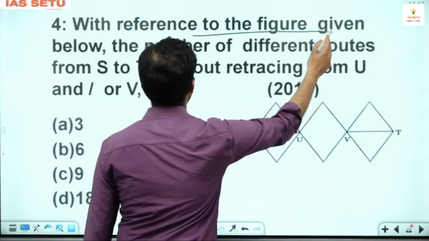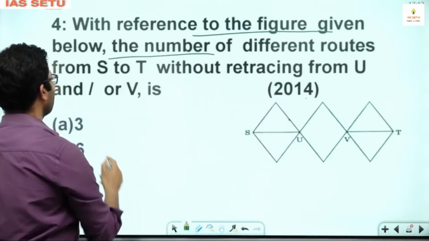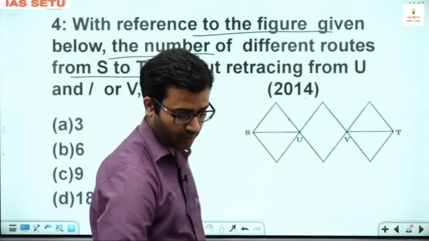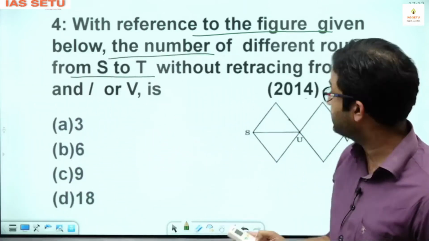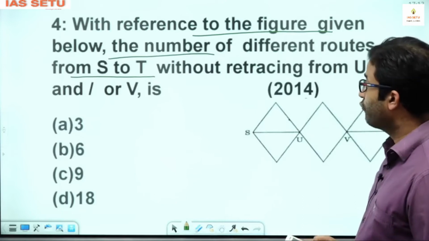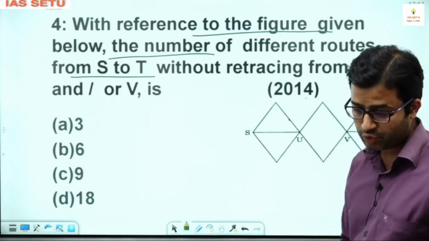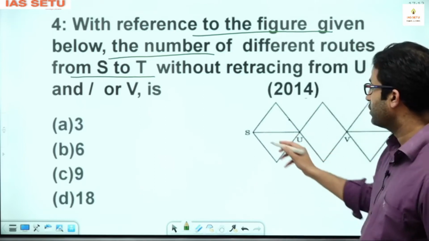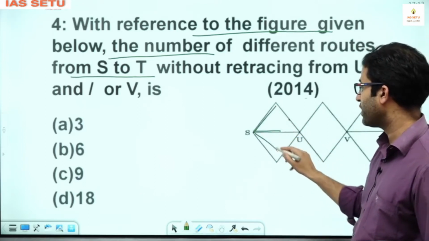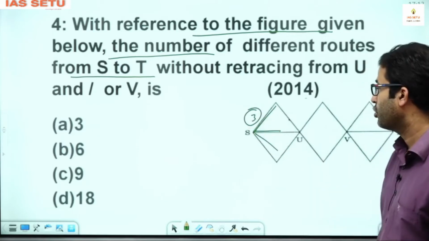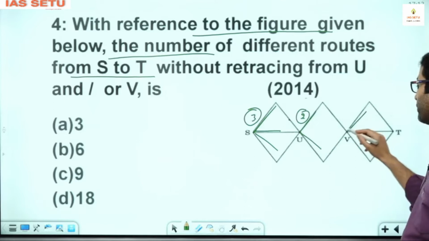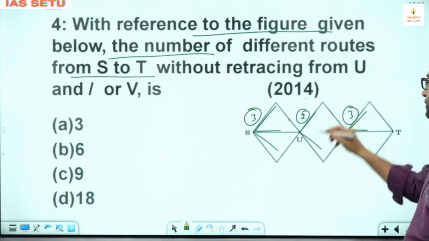With reference to the figure given below, the number of different routes from S to T, without retracing, from U and V. So you cannot retrace U and V. So from S, how many routes do we have? 3. From U, how many routes do we have? 2. From V, how many routes do we have? 3.